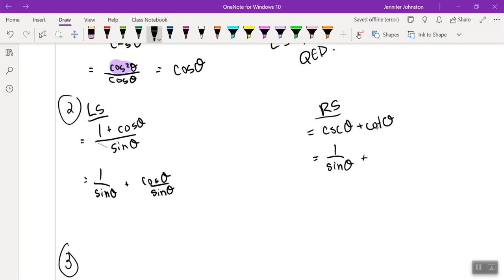cot theta, cotangent. And cotangent is the reciprocal of tan. And tan we know is sine over cos. So this one's cos theta divided by sine theta. Hey, look at that. They're both equal. So left side is equal to right side.